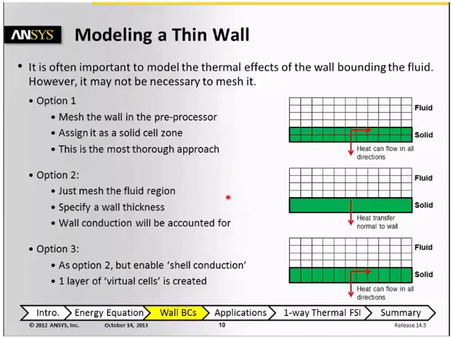In option 2, only the fluid region is meshed, and then the wall thickness and wall material are specified in the boundary condition panel, and conduction through the wall is accounted for in the normal direction like you see in the picture here. In option 3, shell conduction is also selected in the wall boundary conditions panel, and this results in the creation of a layer of virtual cells, which are used to compute conduction not only in the direction normal to the wall, but also in the plane of the wall, like we see in the picture on the right.